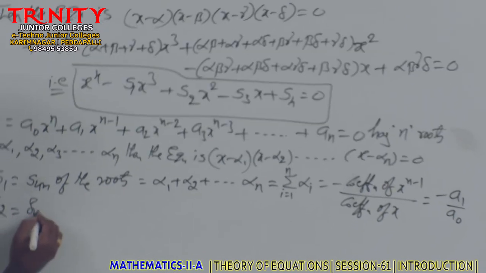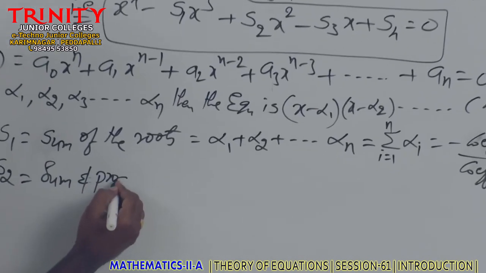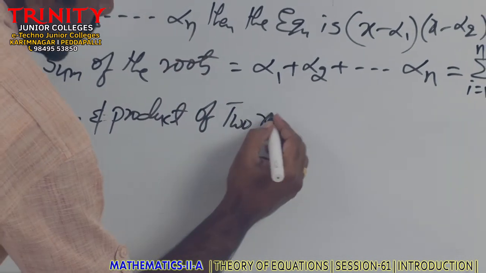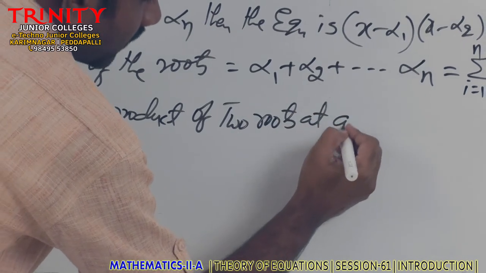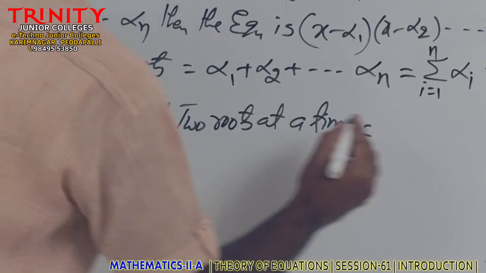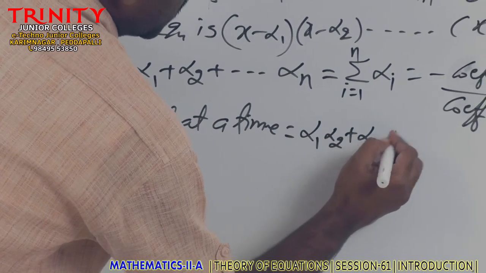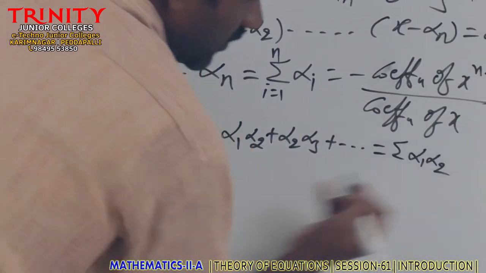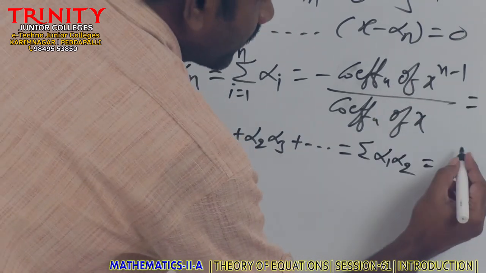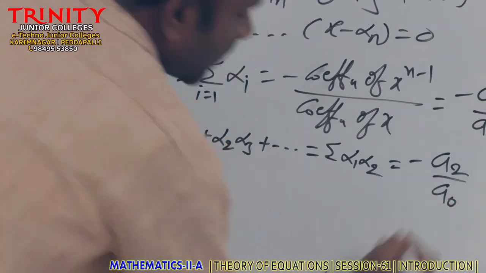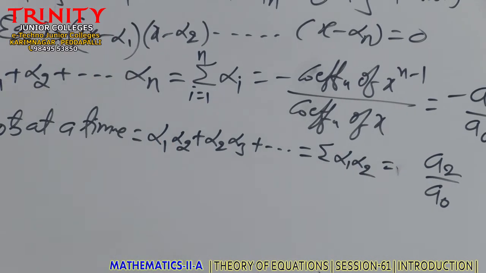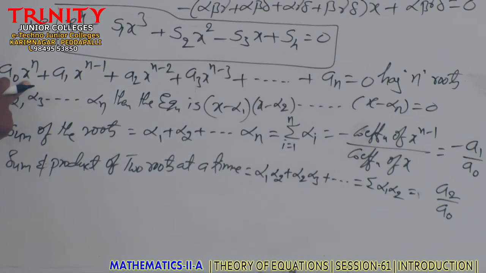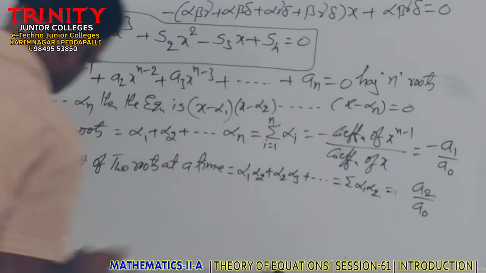S2, the sum of the products of two roots at a time, is equal to alpha 1 alpha 2 plus alpha 2 alpha 3 plus so on. That is nothing but the summation of alpha 1 alpha 2. This is not minus, it is plus for S2. It is the x power n minus 2 coefficient by the x power n coefficient, that is a2 by a0.